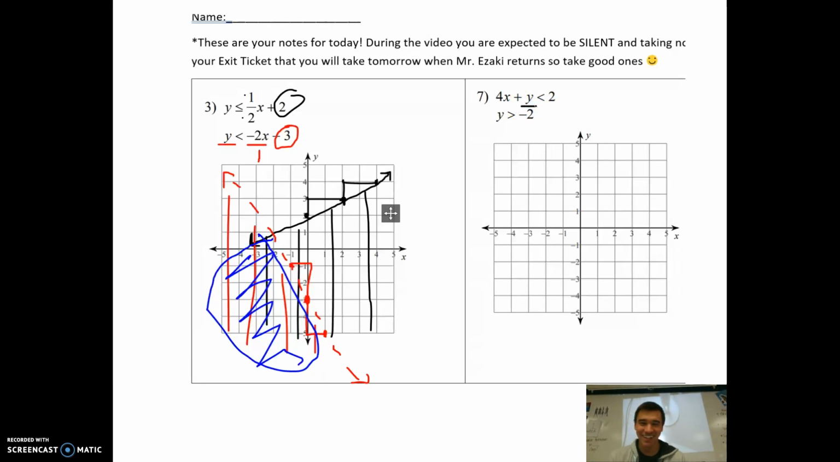Good job. So we need to get y by itself. If we have 4x plus y, what do we do to get y by itself? Think to yourself. Now write it on your paper. You should be writing minus 4x on both sides. So our new inequality is y is less than negative 4x plus 2. Now it's in slope-intercept form, so we can graph.